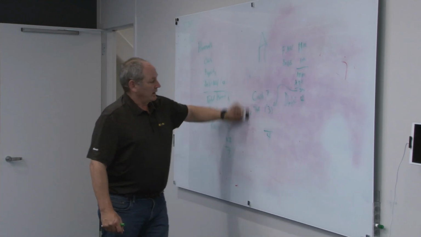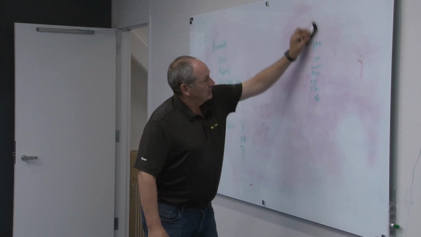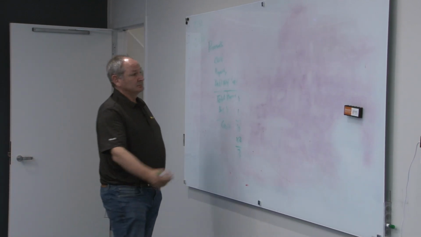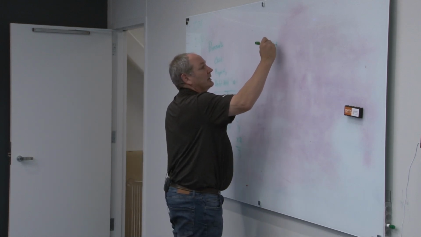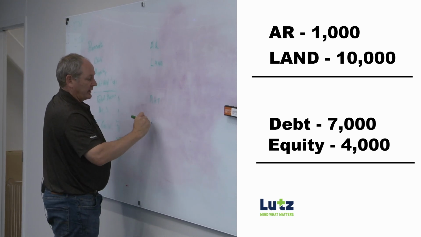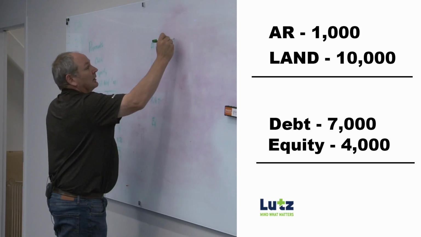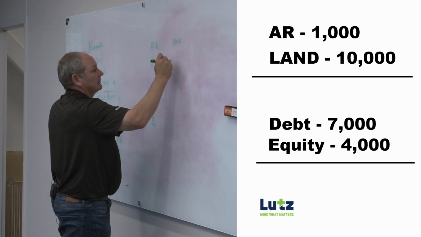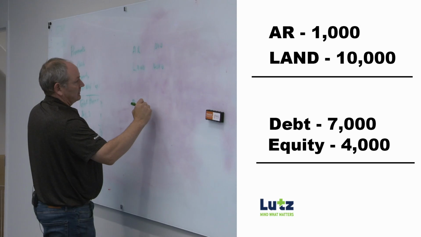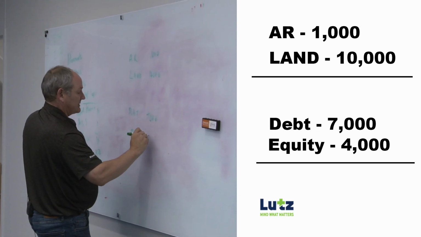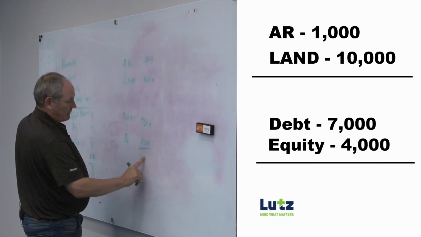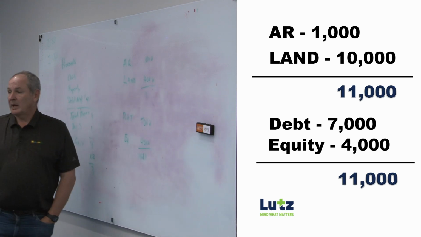Okay, so where this manifests itself is AR, land, debt, equity. Let's say 1,000. Let's say 10,000. Let's say 7,000. And let's say 4. Okay, am I in balance? 11, 11. I'm in balance, correct?